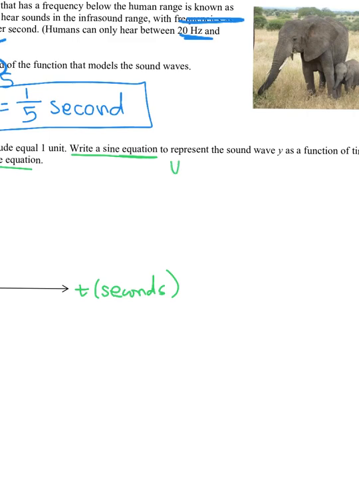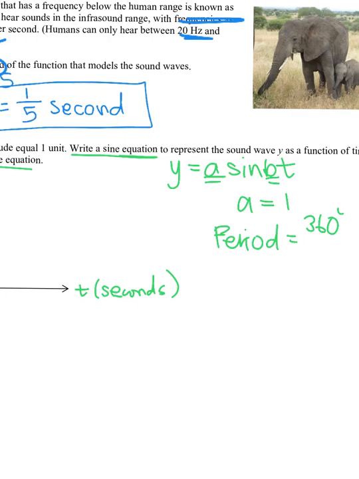In general, if we have no shifts, we have y equals a times sine of bt, where a affects the amplitude and b affects the period. Since the amplitude is 1, a is going to be 1. For the period, we need to find b. I'm assuming they want us to do this in degrees. The original period of sine is 360, so the period is 360 degrees over the absolute value of b, and we can solve for b knowing that the period should be 1/5.